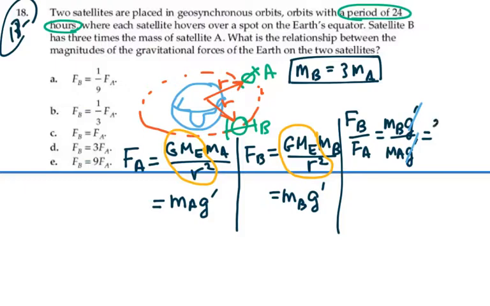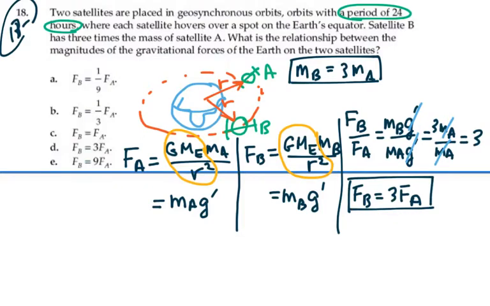Now mass B is equal to 3 times the mass of A, over the mass of A. So the mass of A cancels out, and the ratio of these forces then is equal to 3. In other words, the force on B is equal to 3 times the force on A, because B has 3 times the mass. Everything else being equal, the same acceleration, the same period of time, but it has 3 times the mass, so the gravitational force is 3 times as much. And our answer then is D.